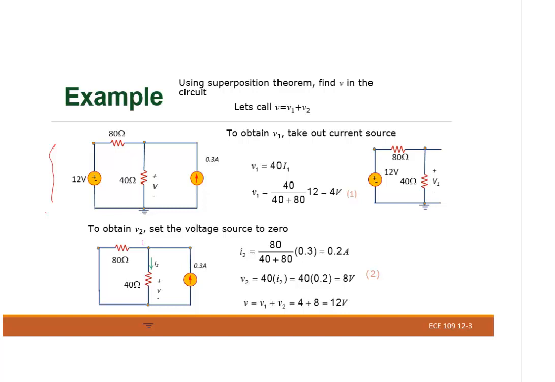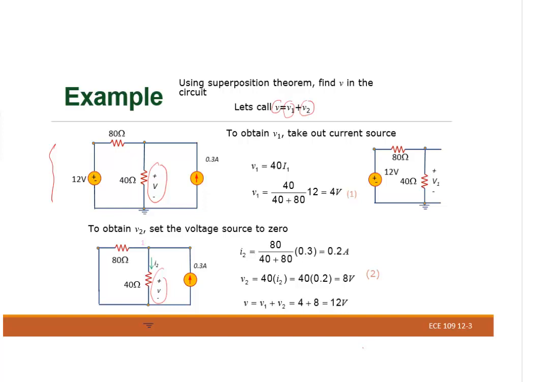So we're gonna leave one source, then find out the voltage right there, and make the other one off. Second case, we're gonna leave the other one and turn off the first one. Then we're gonna find the voltage right there again. Then we're gonna combine them. That's why I call them V1 and V2. V will be equal to the sum.